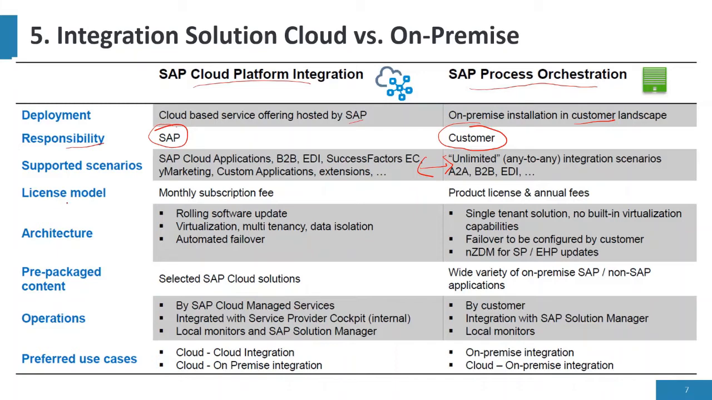When we talk about the license model, here you go for the subscription model. Over here you have many other licensing models. When you discuss with SAP about getting the SAP tenant for yourself, then you will understand more. And when you go for on-premise, again it works on licensing, annual fees, and all. And like that, you have architecture.